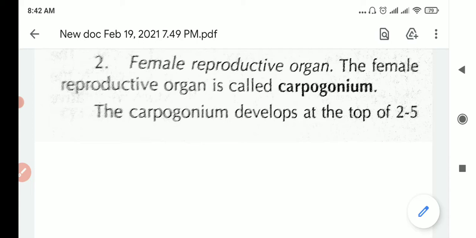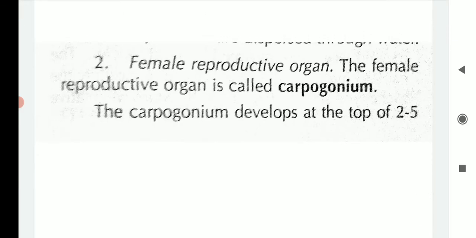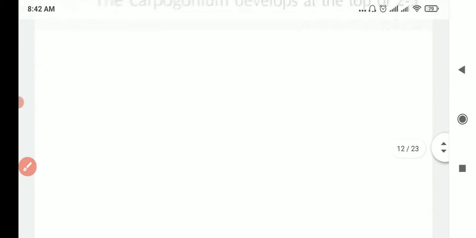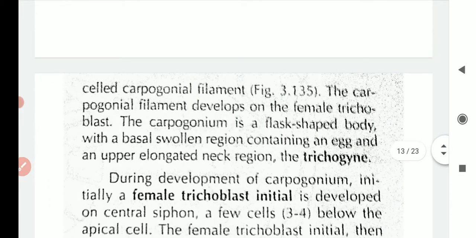I have already shown you the image. It is just a Google picture only. I just Googled it, but you will see it like that only when you do the practicals. So let's see how it develops. It develops at the top of a 2 to 5 celled carpogonial filament.